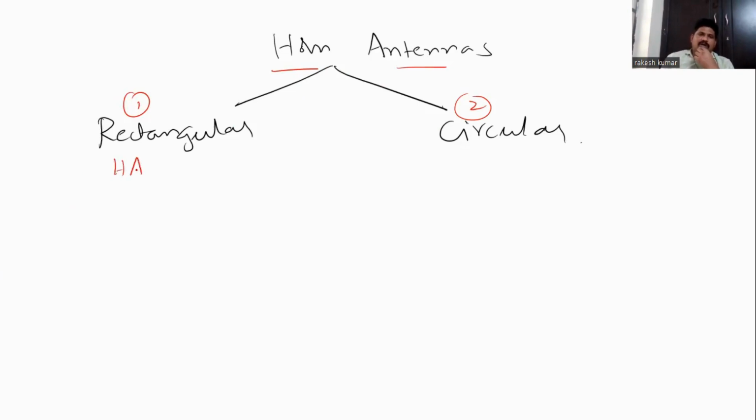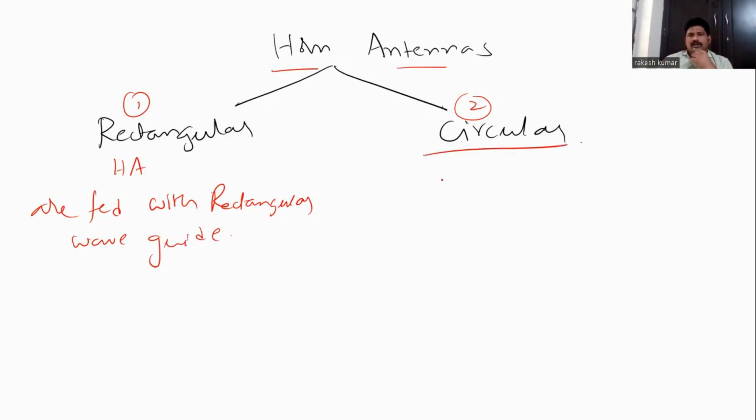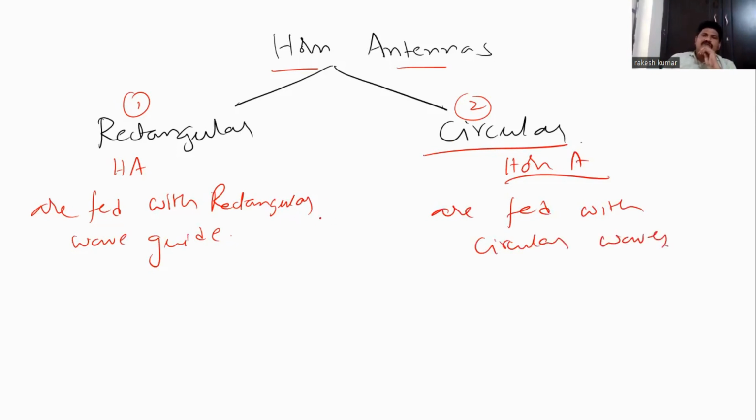Rectangular horn antennas are fed with rectangular waveguide, while circular horn antennas are fed with circular waveguide. Okay, so this is the broad classification of horn antenna.